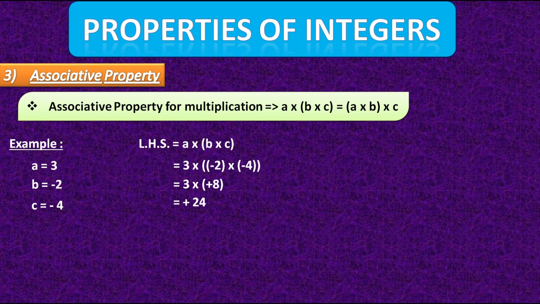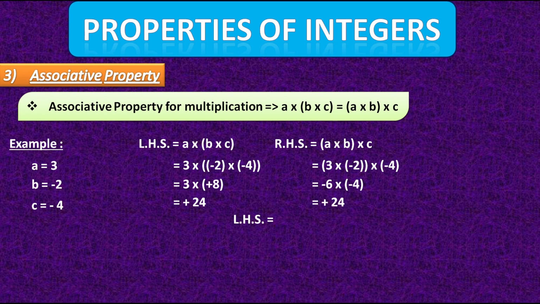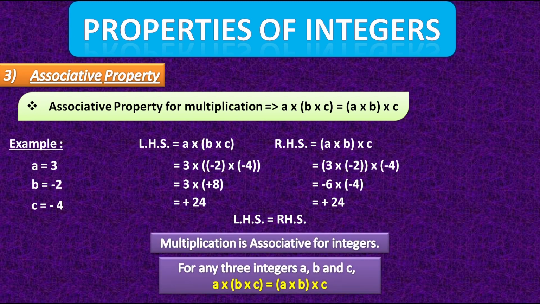Let's check for RHS. Let's put the value of ABC. Now here we have to multiply these two numbers first, that is 3 2s are 6 with minus sign. Why minus sign? Because both the numbers have the different signs. So minus 6 into -4. Now both the numbers have the same sign, so we will give plus sign to the answer, with 6 4s are 24. So we got LHS is equal to RHS. Therefore multiplication is associative for integers.